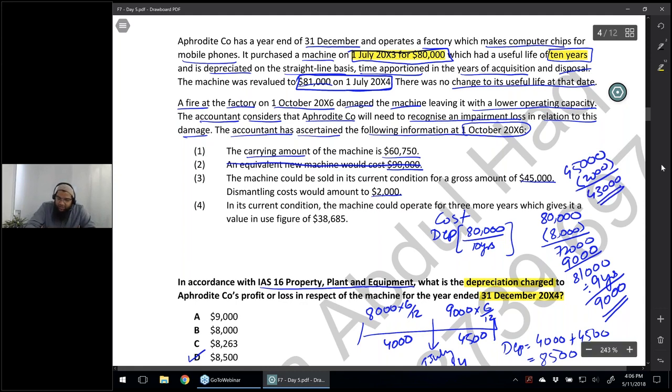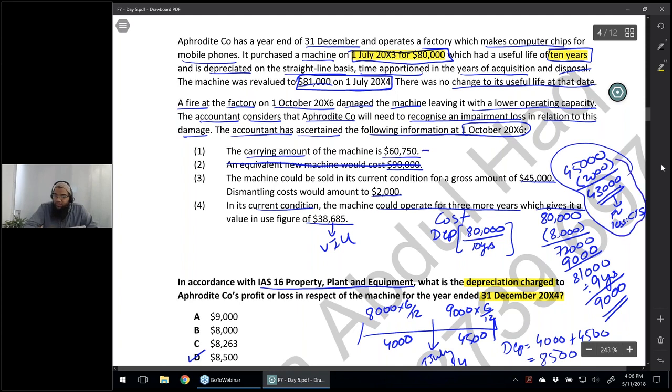In its current condition, the machine could operate for 3 more years, which gives it a value in use figure of 38,656. So this is the value in use, and 43,000 is the fair value less cost to sell. The recoverable amount is the higher of value in use and fair value less cost to sell, so 43,000, being higher, will become the recoverable amount.